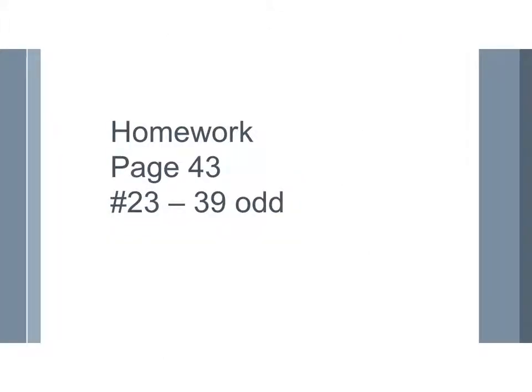You do have homework. It's page 43. It is number 23 through 39 odd. So again, you need to be really good at factoring. If you want to learn any kind of tricks, I can show you some of them. But the factor by grouping and the guess and test never fail. That's usually what's taught in a textbook. And that's it for this lesson.